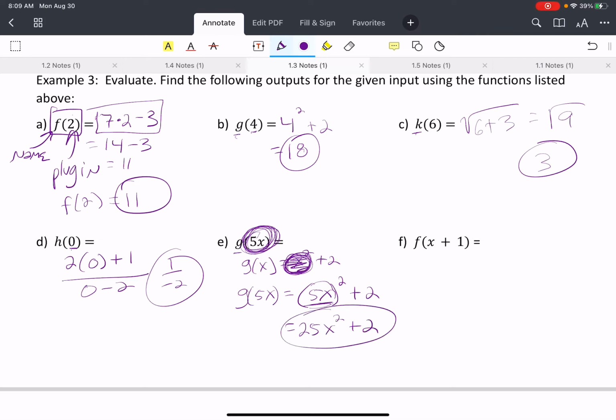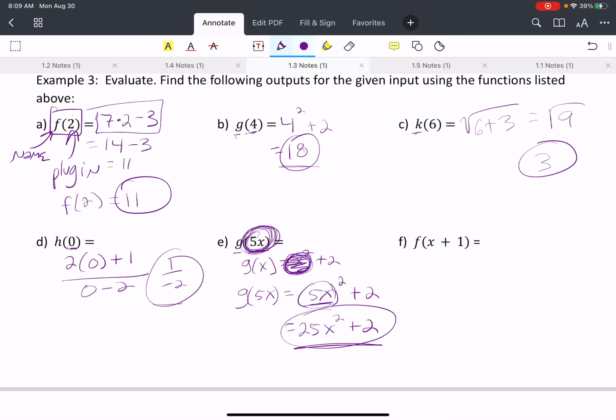Here's the key. If my input has an x in it, then my answer is going to have an x in it still. But if my input is a number, then my answer is a number. Okay, I'm going to say that again. If my input has an x in it still, then my answer has an x in it still. But if the input is just a number, then my answer is just going to be a number. You guys with me? Okay, yeah.